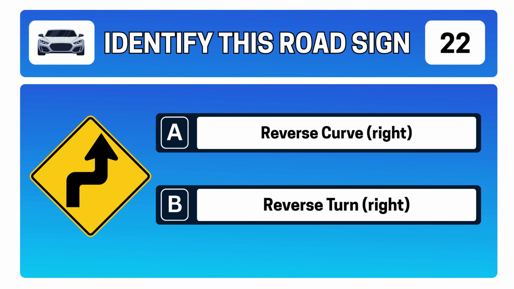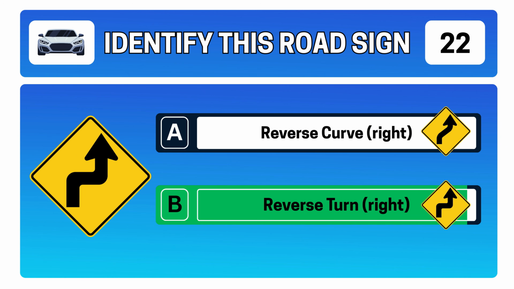Identify this road sign. A. Reverse curve, right. B. Reverse turn, right. Perfect. It is the reverse turn right sign.